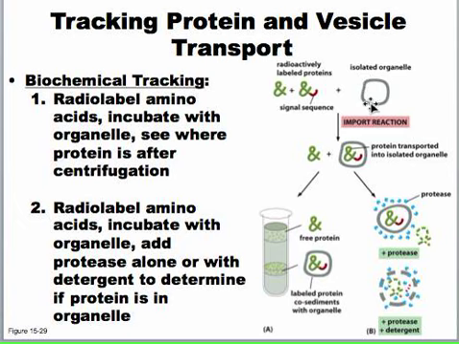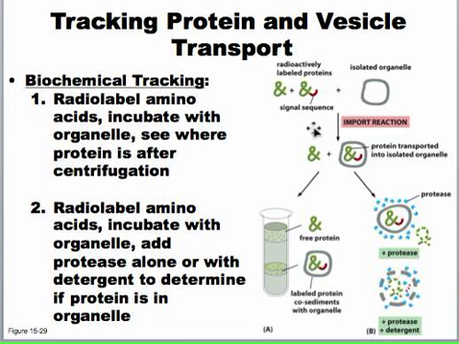So after this incubation process, if your protein has the appropriate signal sequence, it should move into that organelle. If your protein does not have the appropriate signal sequence, it should remain outside of that organelle. So the next step is to try to figure out if the protein entered into the organelle or not. There's two ways to do this.